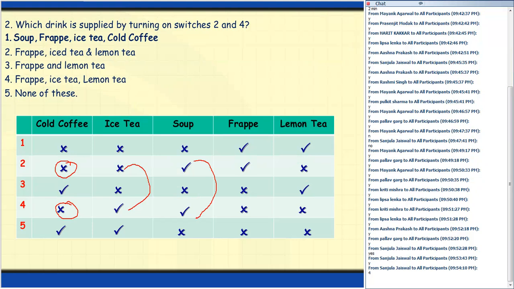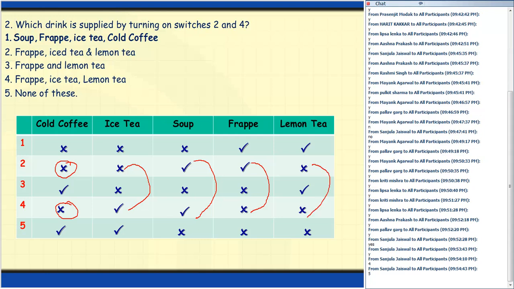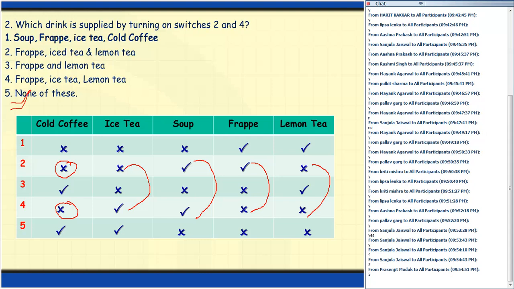एक second answer कर रहे हैं. 2 and 4 से ये भी नहीं आएगा. 2 and 4 से frappe आएगा. And that's one. So we'll basically get iced tea and frappe. Iced tea and frappe, which is option number 5. None of these. The correct answer is option 5. None of these. We'll only get iced tea and frappe.